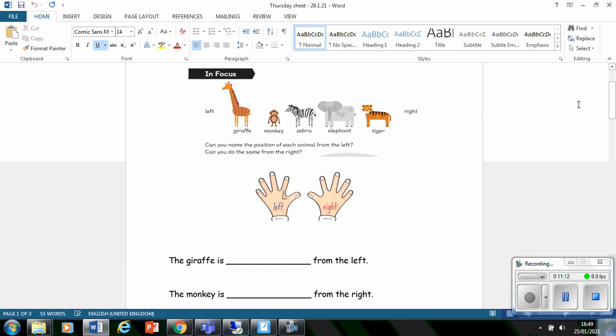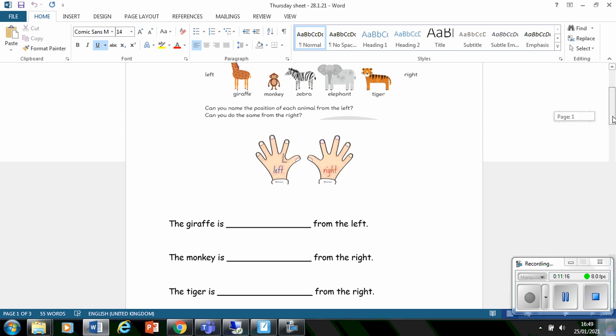Okay, so you're looking at your in focus picture and you're just simply completing your sentences here. Okay, so it says here the giraffe is something from the left. Okay, so you're going to say the giraffe is, that's right, first. Now this time I haven't actually given you the words first, second, third. I haven't done that. All you're doing is reminding yourself from the first couple of sessions. You should have the words that you have already used for that first couple of sessions already.